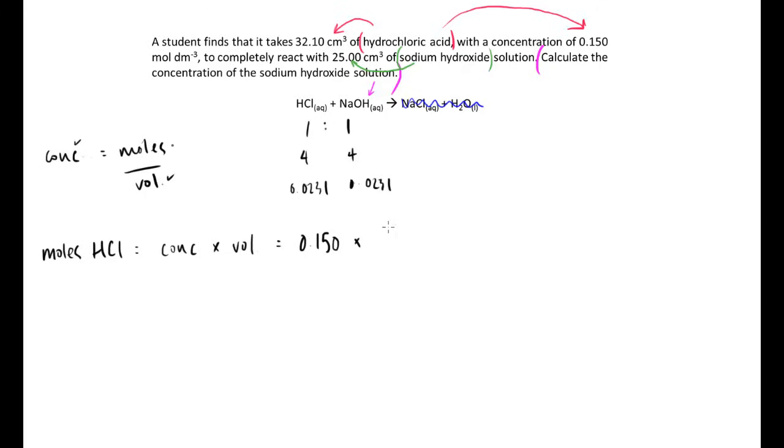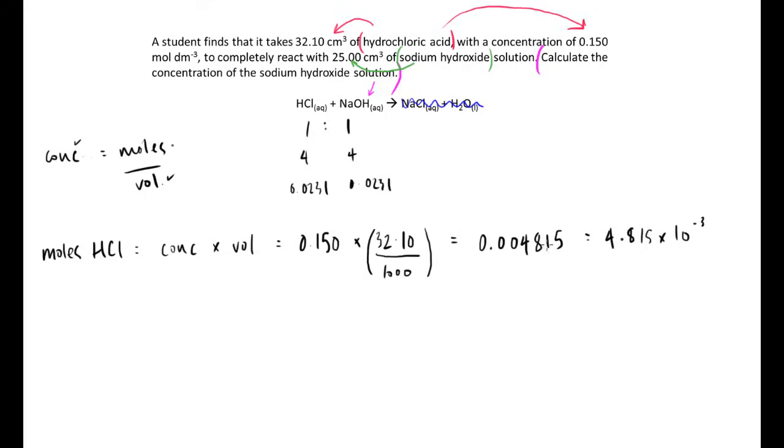My volume this time is 32.10 divided by 1,000. Remember, we've got to convert the centimeters cubed into decimeters cubed. We'll bracket that up, and that will give me a number, and that number is 0.004815. Make that clear. You could do this as standard form if you wanted. You could say it's 4.815 times 10 to the minus 3. Doesn't matter. Either one of those is fine.